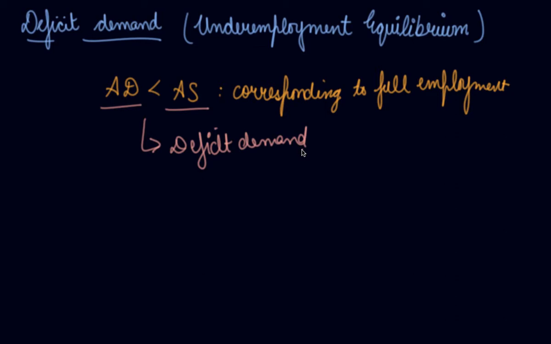So, equilibrium between desired AD and desired AS is stuck at a level lower than the full employment in the economy. This is the situation of underemployment equilibrium. Let's understand with the help of a graph.